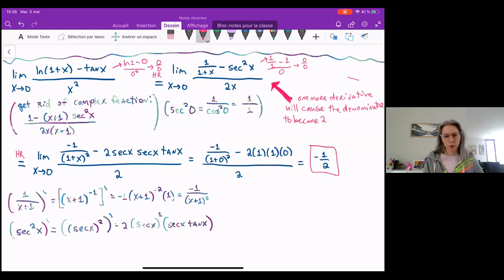We're not going to have to do it a third time because we'll have a 2 left over in the denominator. So one more derivative will cause the denominator to become 2, eliminating the possibility of 0 over 0. And now we're just going to do one more problem.